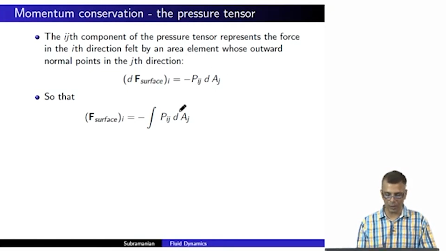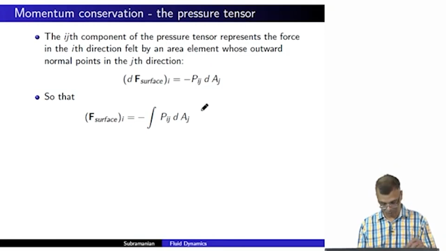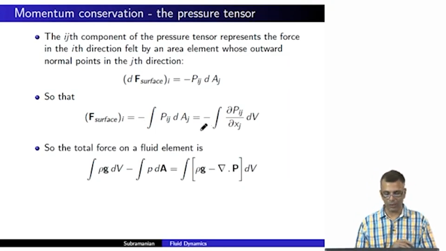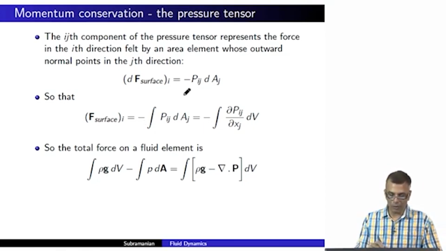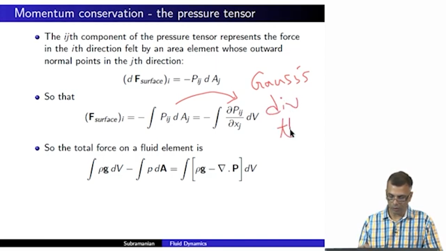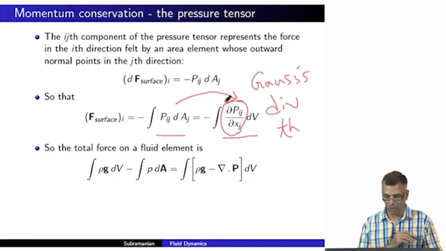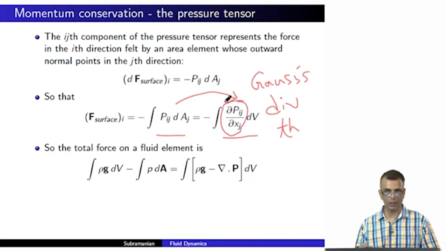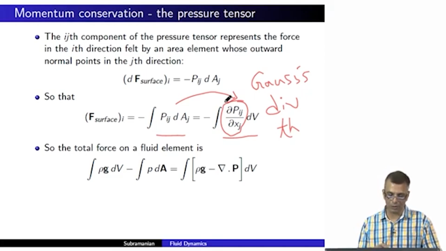over the surface element whose outward normal is along the jth direction. Okay, so you integrate that, and in order to go from here to here, again, you apply Gauss's divergence theorem. It's the same thing. You went from an area integral to a volume integral, and this thing is nothing but a divergence. Okay, just written in a different kind of form. This is just a divergence. So it's the same thing.